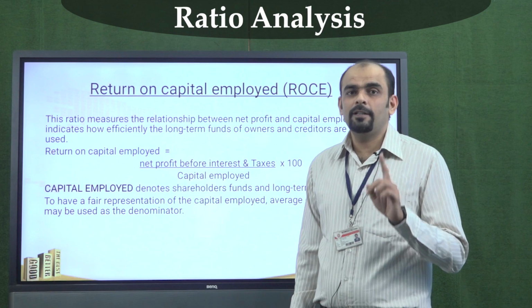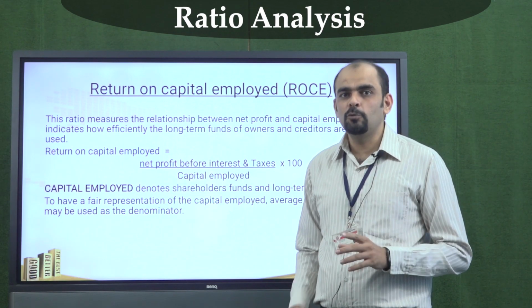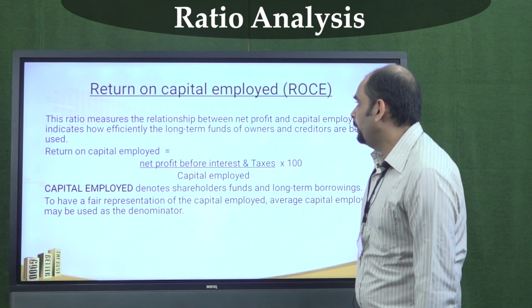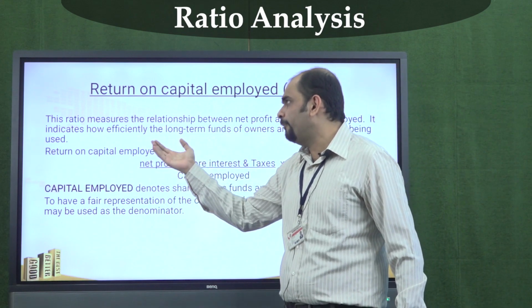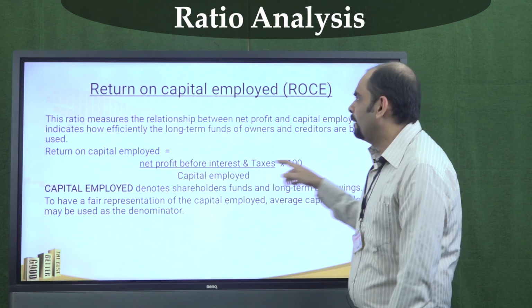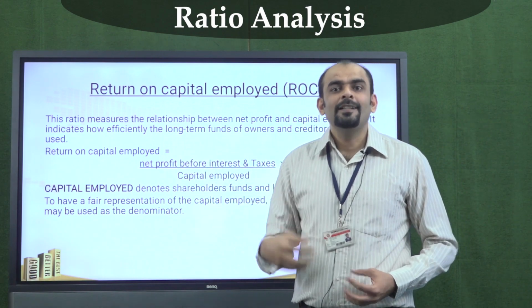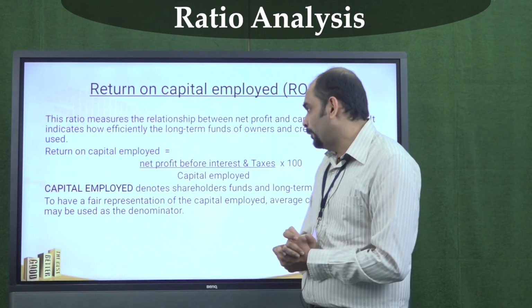So you have to do it very nicely and remember how the things are calculated when you do return on capital employed. This ratio measures the relationship between net profit and the capital employed. It indicates how efficiently the long-term funds of owners and the creditors are being used. So basically it involves both funds of the owner and funds from outside. Total becomes your capital employed.